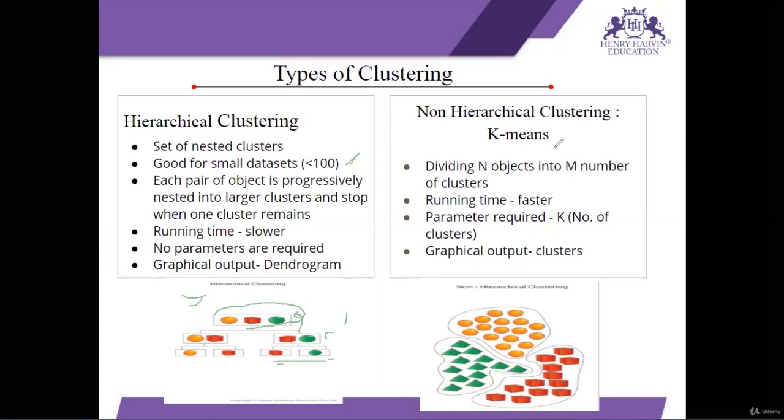Then there is k-means clustering wherein the data is divided into m number of clusters. And these m number of clusters are divided based upon a parameter that is k, which means the number of clusters. And the running time of this type of clustering is faster than the hierarchical one. The graphical output in k-means clustering is in the form of clusters, as you can see in the picture also. Each one based upon their similarities is grouped together and forms a different cluster.